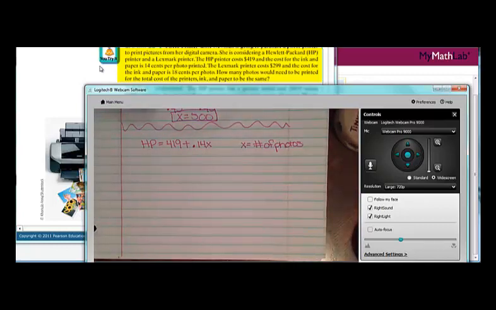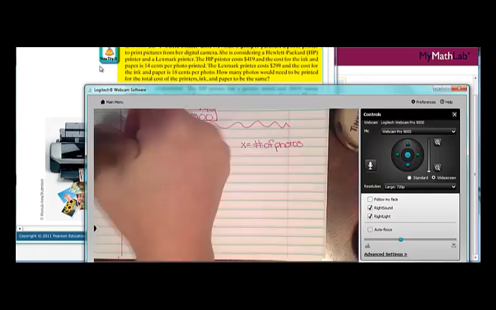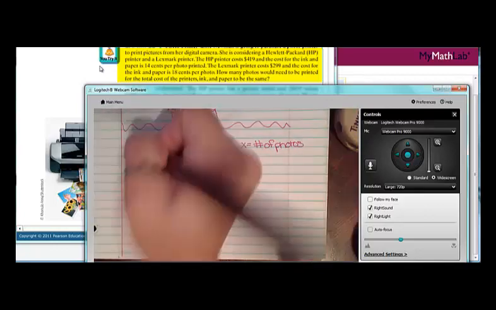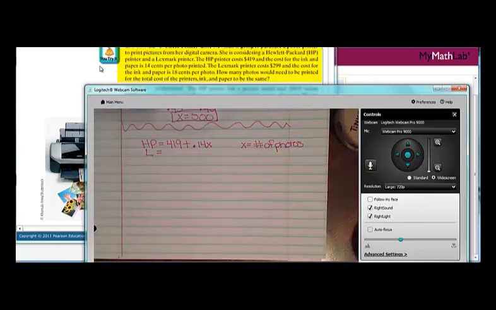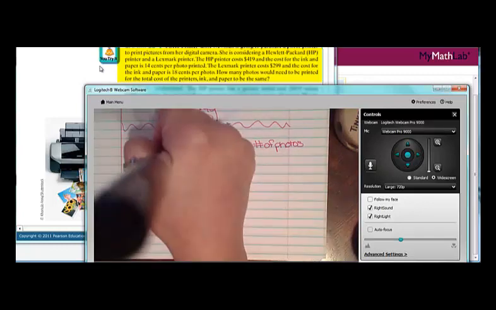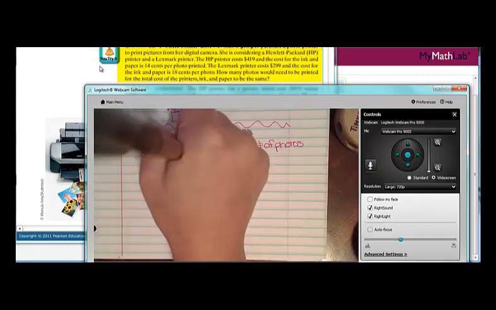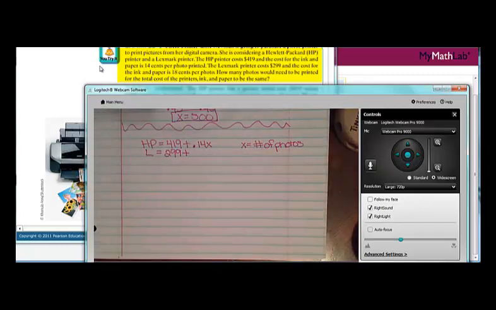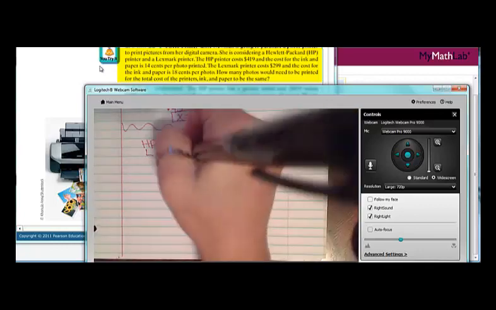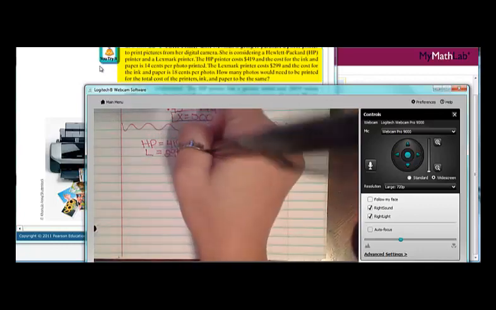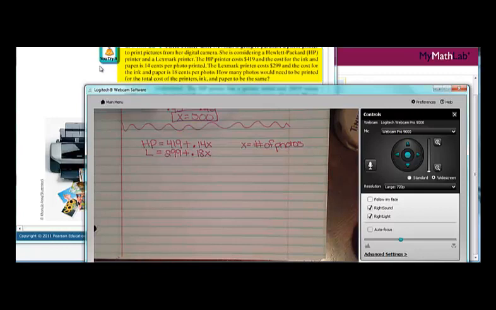Okay, so now I need to do the same thing for my Lexmark printer. I'll just do that with a capital L. So my capital L printer costs $299 plus it's going to cost 18 cents per photo. And that's all we know number-wise.